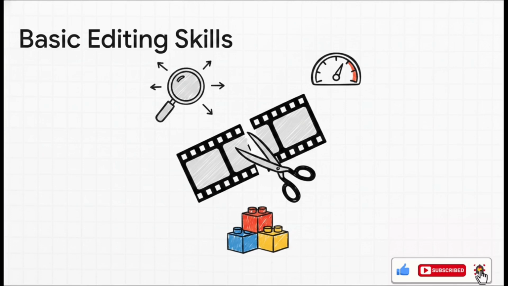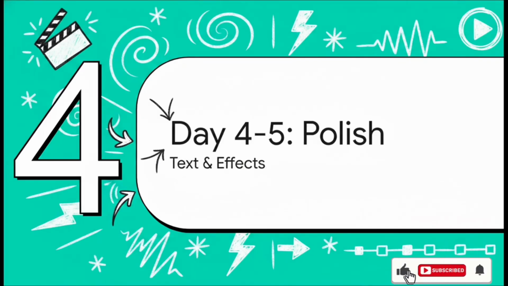Once your clip is clean, you can start practicing dynamic movements, zooming in and zooming out. You'll also mess around with speed control to make things punchy and fast or super slow. Guys, mastering these foundational basics is absolutely mandatory before you even think about aiming for that pro level. Which brings us to section 4, days 4 and 5, text, effects, and transitions.